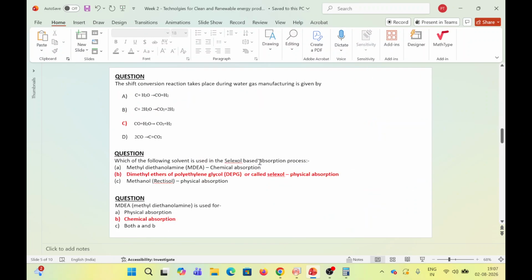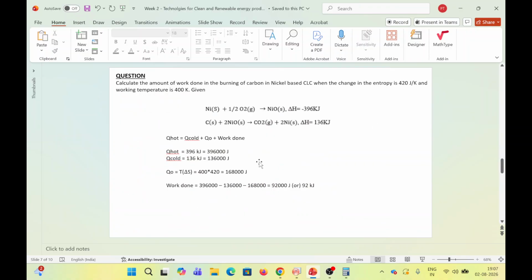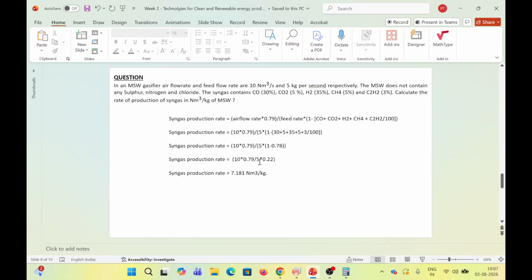So today we discussed gasification and liquefaction of coal and how you can use them for your energy production. And then we basically solved some of the problems based on what was discussed in the week 2 course content. Based on that, we also solved two problems. One is about the amount of work done in burning of a nickel based CLC, and another one is calculating the rate of syngas production.